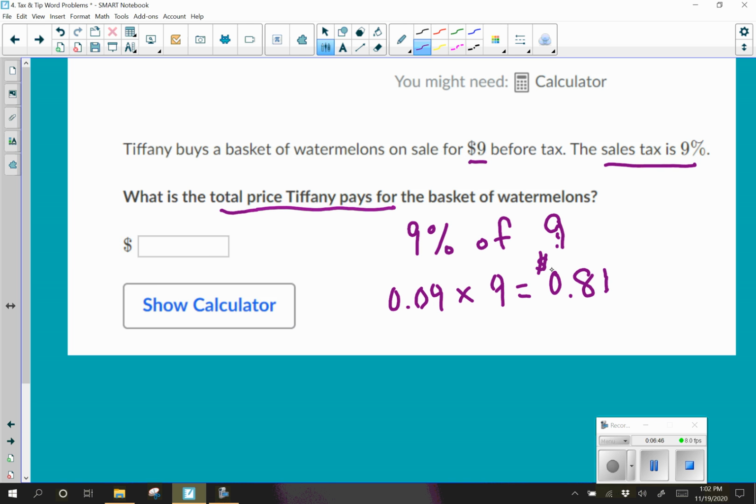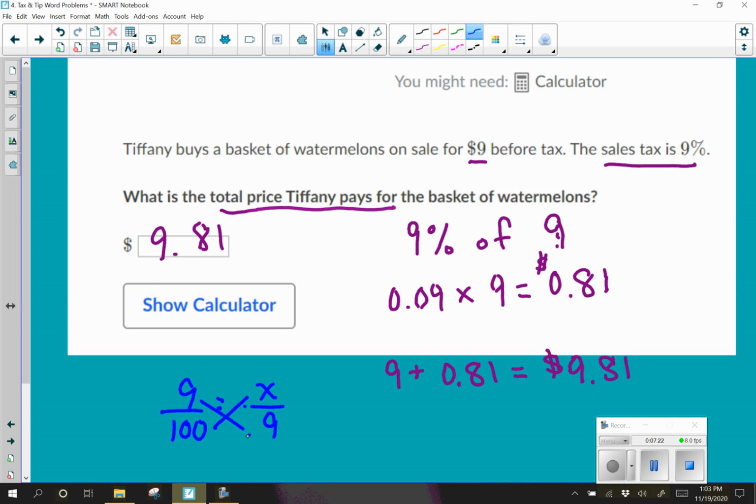They're not asking you what the sales tax is. They're asking you what the total price is with the sales tax. So if our original amount was $9 and our sales tax is 81 cents, that means our total amount spent with tax is going to be $9.81. Now again, you could have done the proportion method for this. If you wanted to do the proportion method, you would have done 9 over 100 equals x over 9. And then you would have just followed your proportion steps to get 81 cents as well.